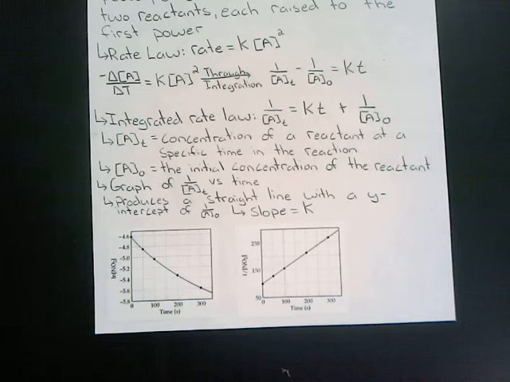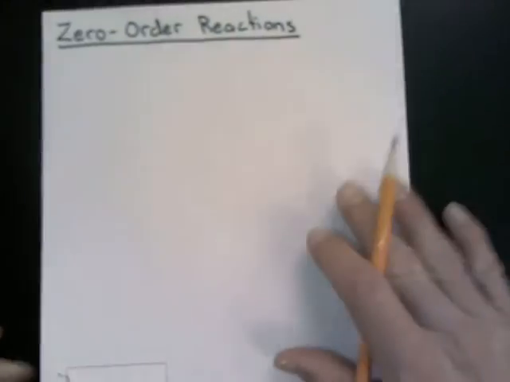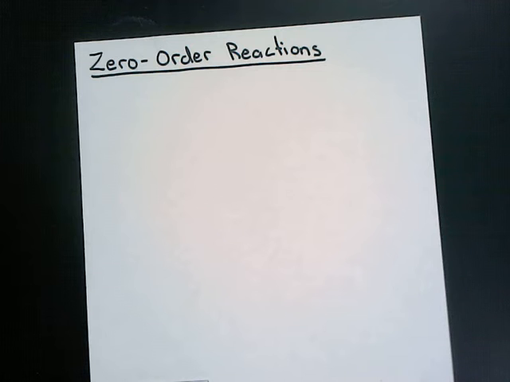So we have one more type of reaction that we need to talk about before we apply these terms to some examples. And that is a zero order, or zeroth order, reaction. A zero order reaction is defined as a reaction whose rate is going to be independent of the reactant concentration.